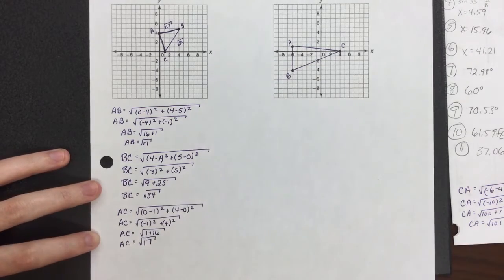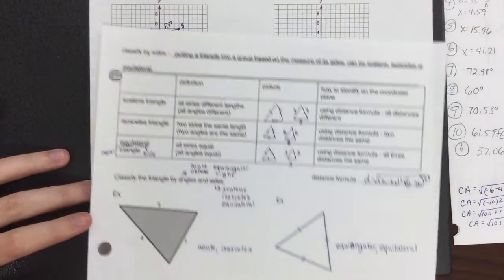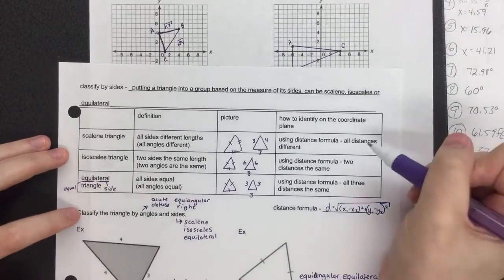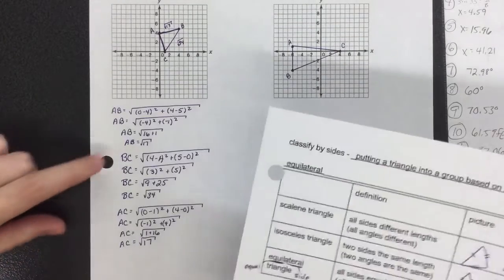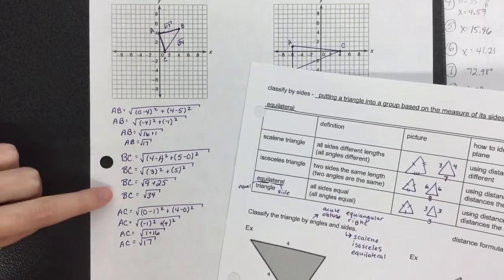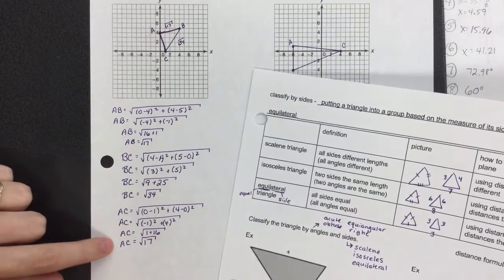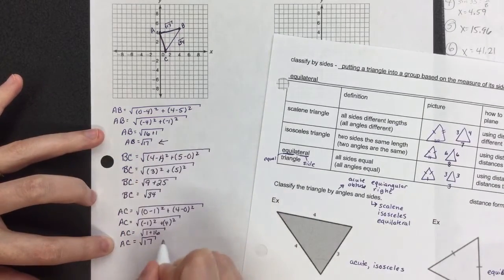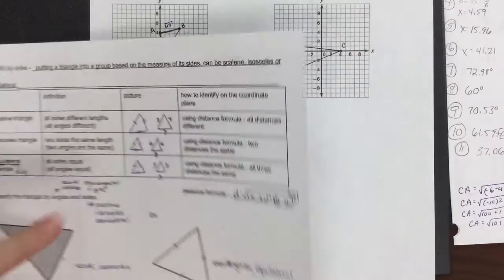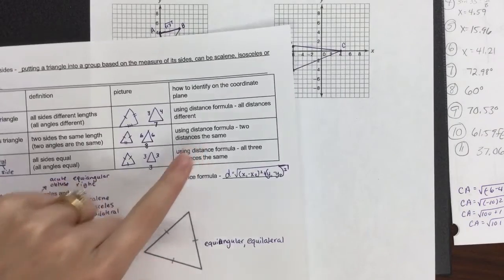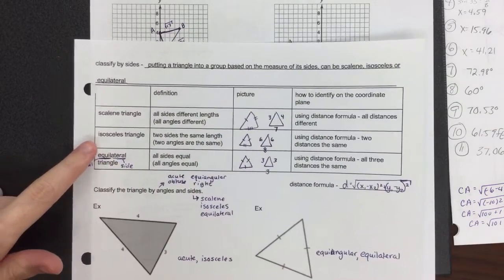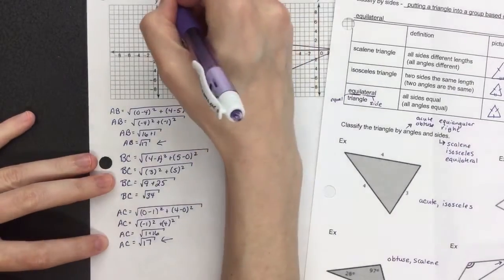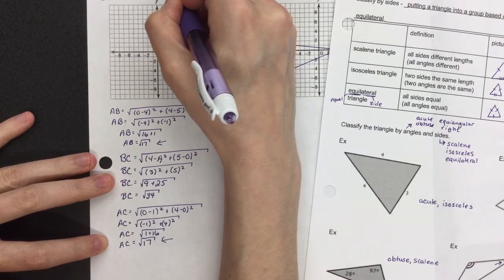And we're classifying by sides. So if we check our list, all the distances are different. And if you check, we've got square root of 17, square root of 34, and square root of 17. Those aren't all different. We have two that are the same. So if we check for the distance formula where two distances are the same, that's going to be an isosceles triangle. So this is isosceles.